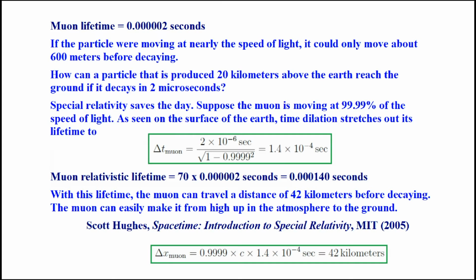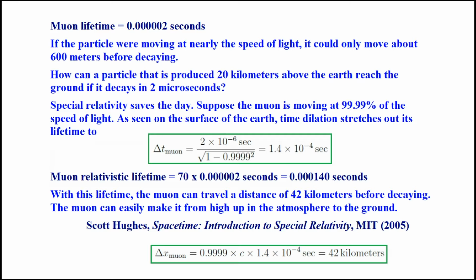And so here we have one MIT mathematical physicist, and he gives us an example. He says, lifetime, again, 2 microseconds, right? If the particle were moving at nearly the speed of light, it could only move about 600 meters. How can a particle that is produced 20 kilometers above the Earth reach the ground if it decays in 2 microseconds? Special relativity saves the day.